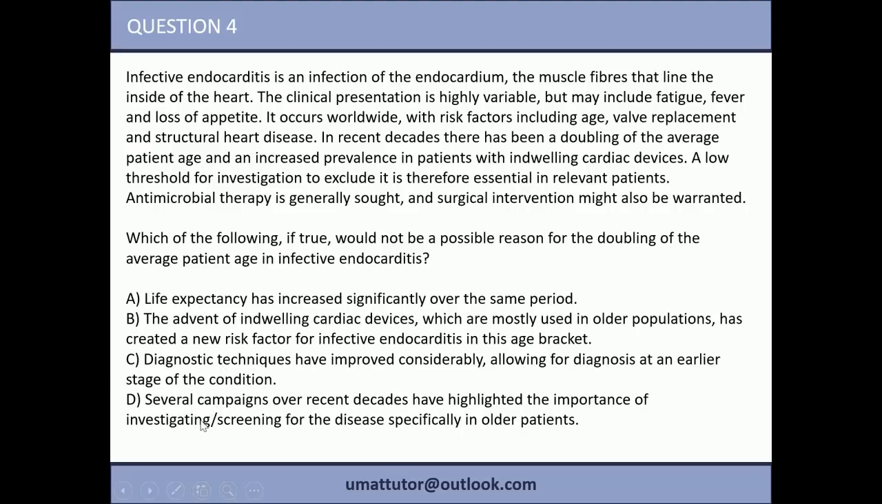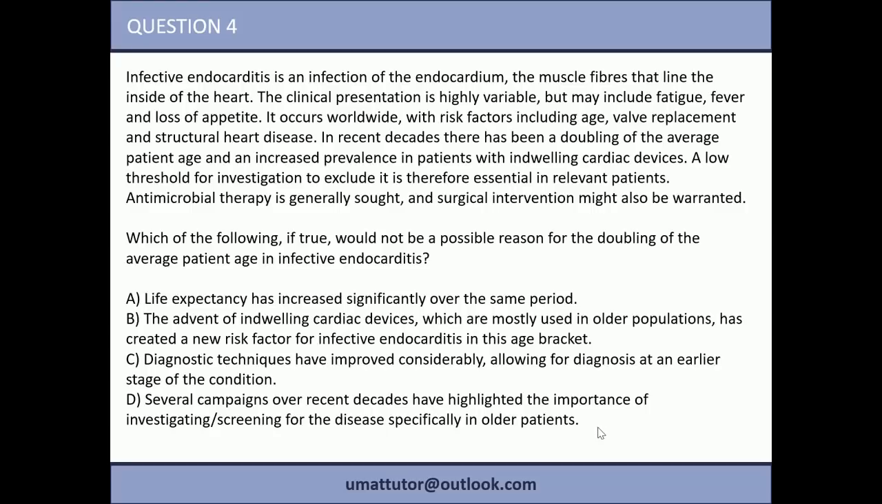Just finally with D, several campaigns have highlighted the importance of investigating for the disease in older patients. Again, that would kind of shift the focus towards the older population. And if there's more focus and more investigation of the disease in those patients, that would lead to an increase in the average age. So that is consistent with the doubling. So that is not the correct answer. And I think the best out of the four is still C in terms of which of the following wouldn't be a reason for the doubling in age.